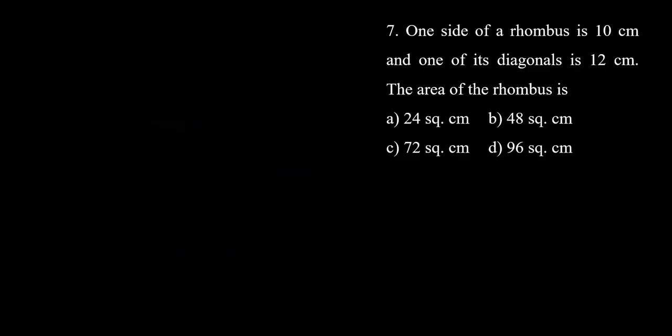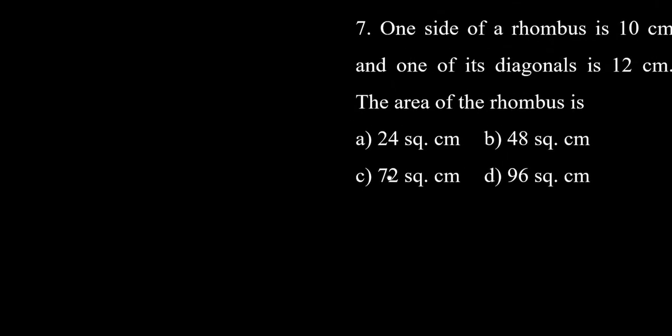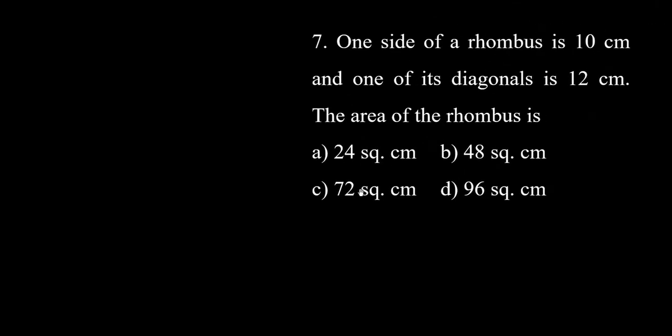Now one side of a rhombus is given, and one of its diagonals is given. What is the area of the rhombus? One side of a rhombus is mentioned. Sir, you said the area of a rhombus is half into the product of diagonals. Here only one diagonal is given. Yes, you find the other diagonal. If everything is given directly, this is okay, very easy. That's what you need to understand, the concept.